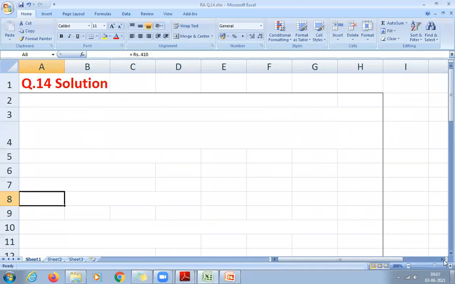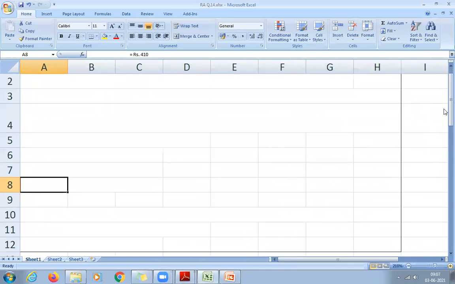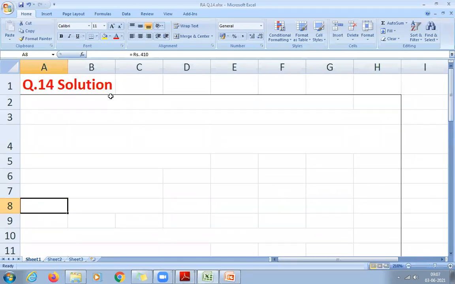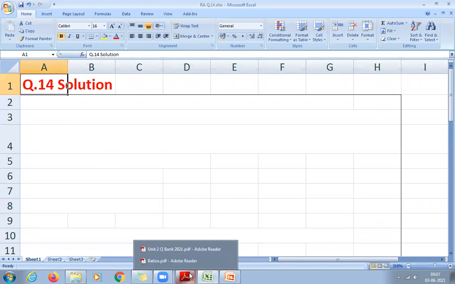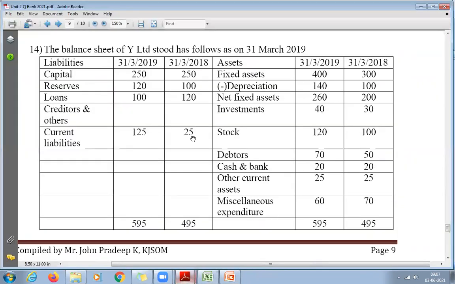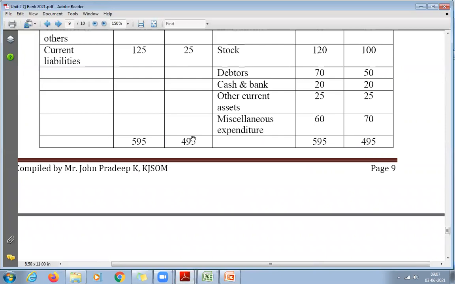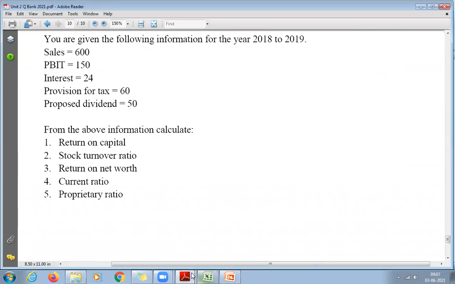Yeah, Excel. Are you able to see Excel, students? Yes, sir. Yeah. So solution for question number 14. So first we have to calculate what? We have to calculate return on capital. So anybody knows what is the formula for return on capital?